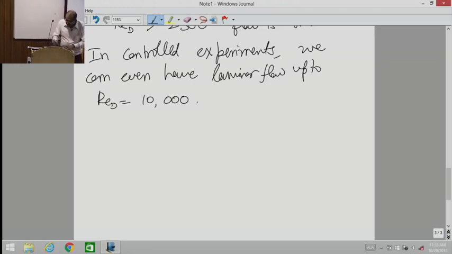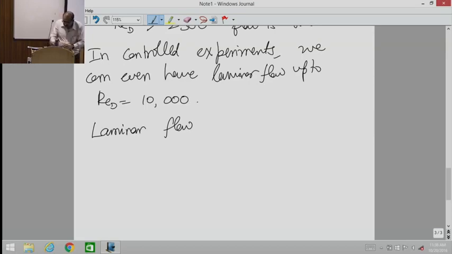In the pipe flow, what we find is, first thing we will do is take 2300 as the transition between laminar and turbulent, knowing very well that definitely if the flow is beyond 10,000 Re, it will become turbulent. It is this region between 2000 to 10,000 Re which is a gray area.